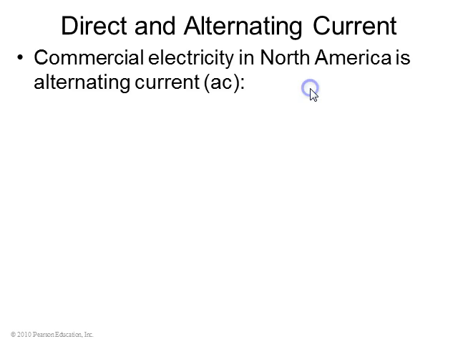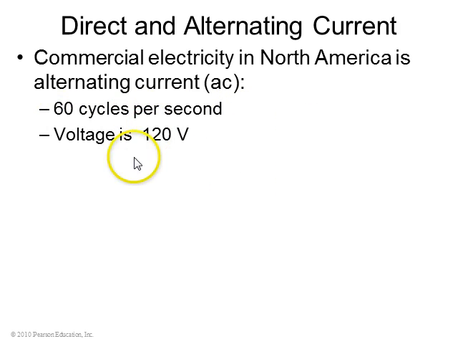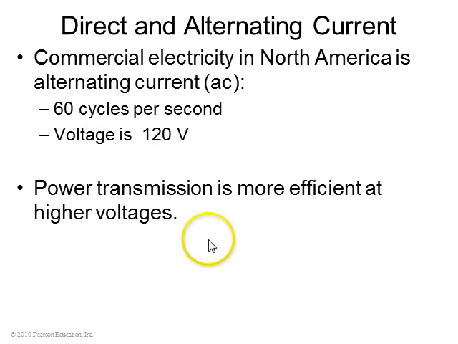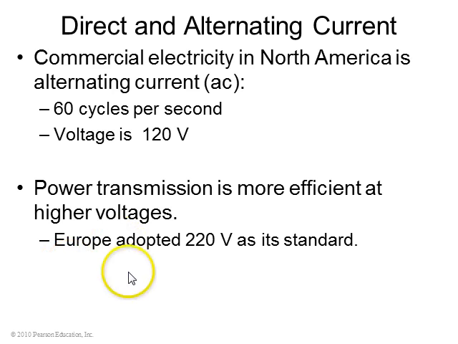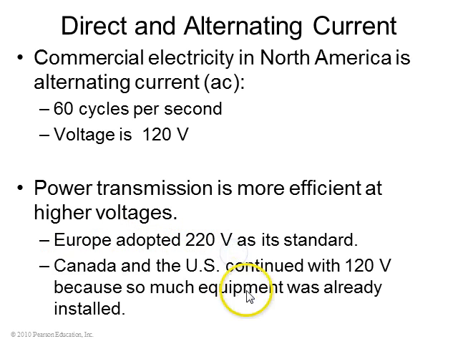In North America, all of these power outlets have 60 hertz, plus to minus, and the voltage is 120 volts. Now you can note that power transmission is more efficient if you have higher voltage. So across the Atlantic Ocean in Europe, they tend to use 220 volts as the standard. That's a little more efficient than Canada and the US, which continue to use 120 volts just because so much equipment is already installed using 120 volts. It's historical.